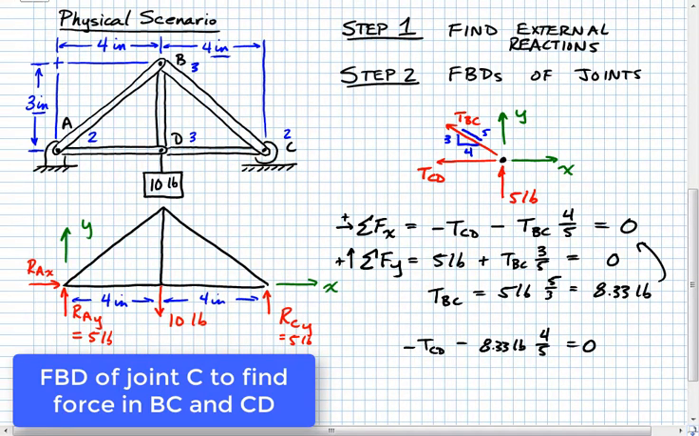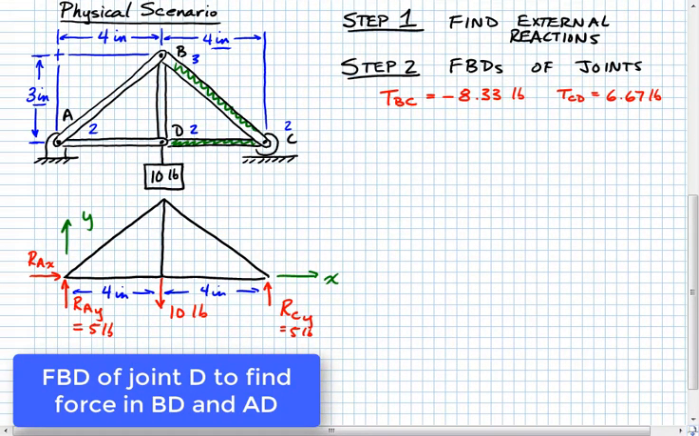And I just noticed something here. We actually made a mistake here. We need a sign of negative there, which makes that a negative 8.33, which then makes this a positive right here. And after doing that, we find that TCD is equal to 6.67 pounds approximately. All right, and so what we'll see there, both of these values are less than the applied force. This is one of the reasons we use trusses.